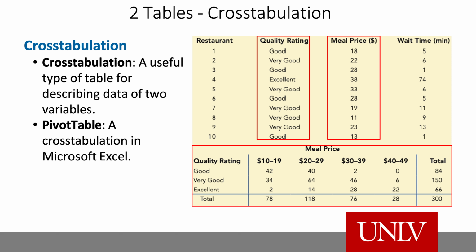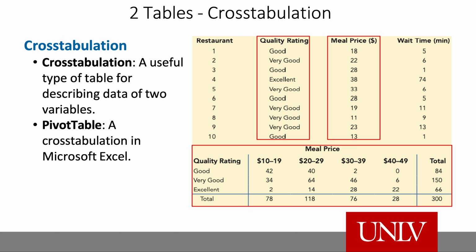In a crosstab, we place one variable on the rows and another on the columns to form a grid. In this example, the rows represent quality rating, including good, very good, and excellent. The columns represent meal price ranges: 10 to 19, 20 to 29, 30 to 39, and 40 to 49. Each cell shows a frequency count, which is the number of restaurants that match both conditions. For instance, the number of restaurants rated very good with a meal price of 20 to 29 is 64.